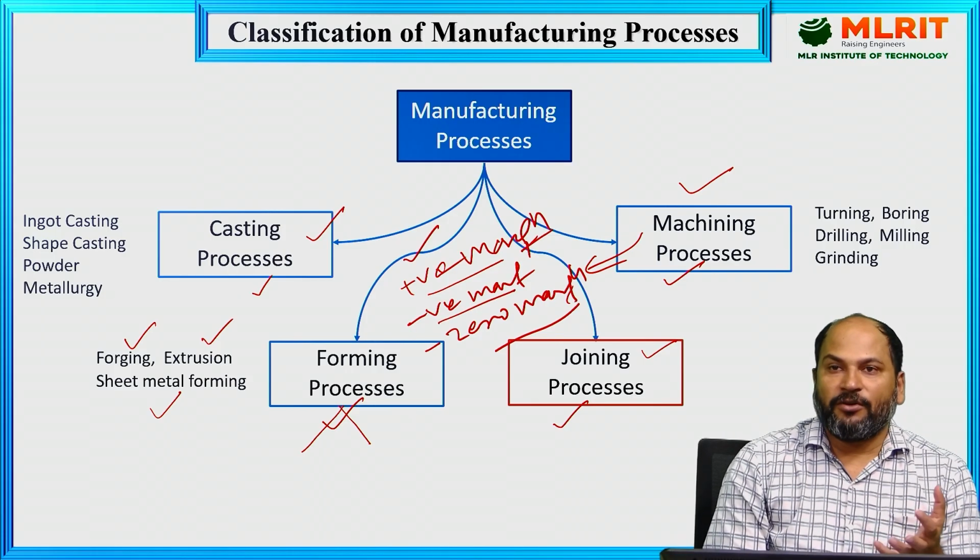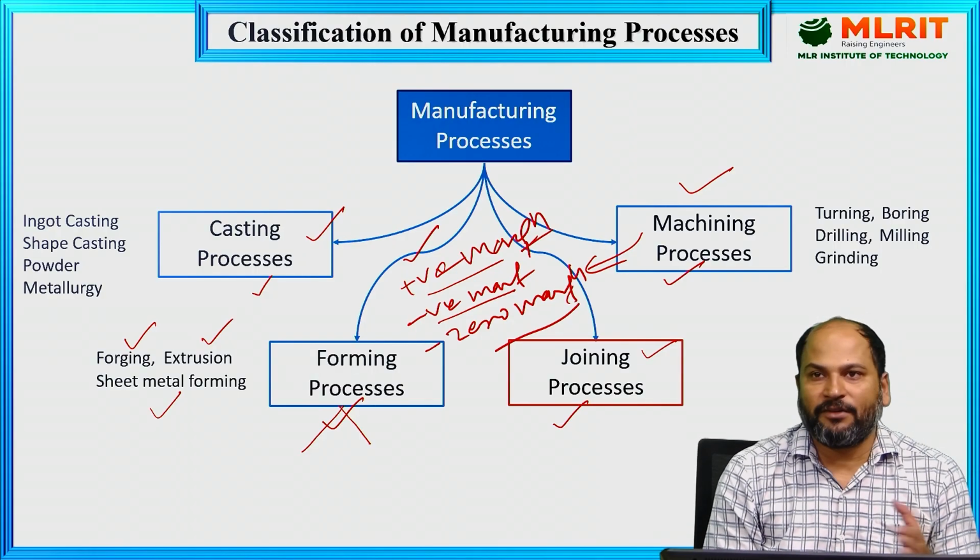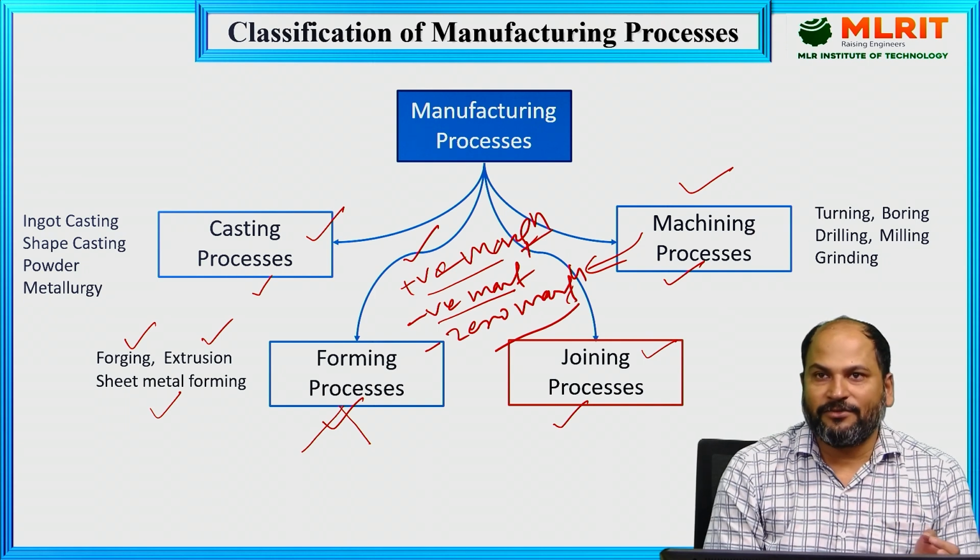The third one is zero manufacturing. It means whatever the weight of the specimen was before, after manufacturing or after processing it is going to be the same.